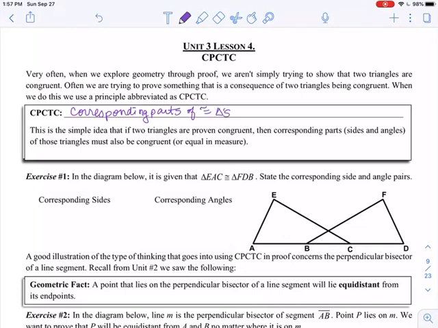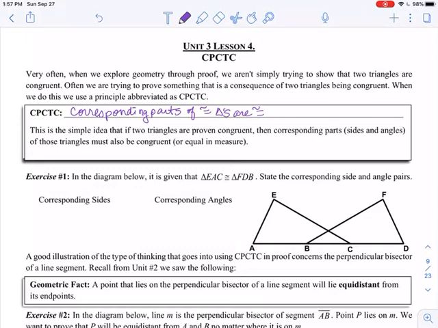of congruent triangles are congruent. And you're allowed to use that abbreviation on the Regents or on a test. So CPCTC. It's a simple idea that if two triangles are proven congruent, then their corresponding parts, either the sides or the angles of those triangles, must also be congruent or equal in measure. So let's look at our first exercise here.